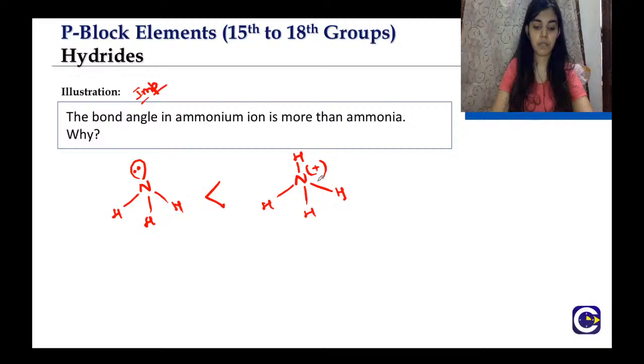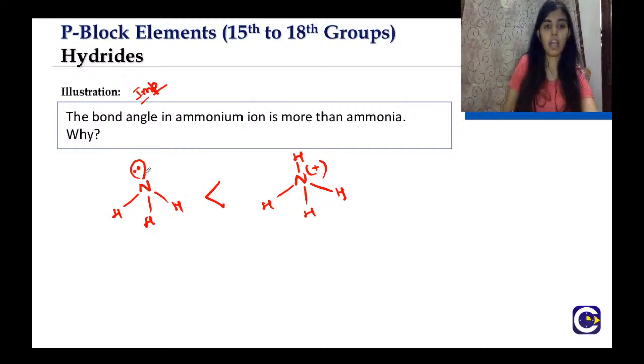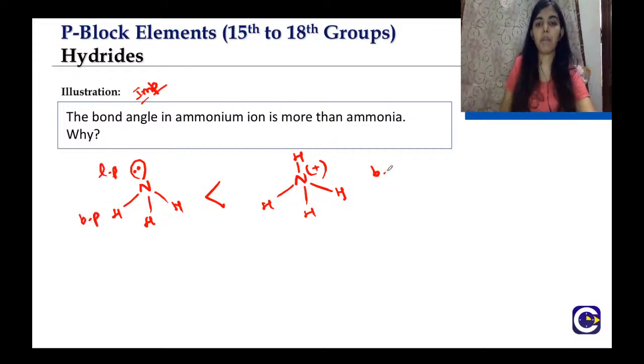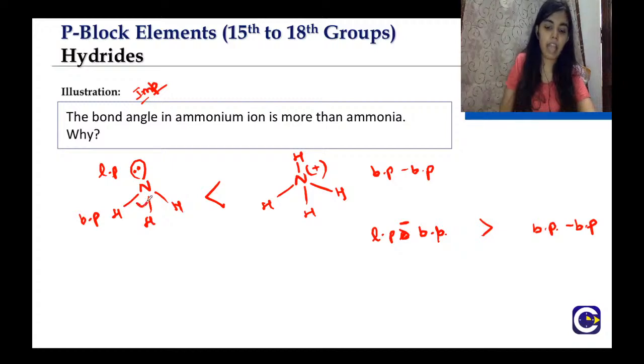Anyone with the answer? Yes, Shivranjani, very good. Lone pair, bond pair repulsion. Here, if you see, lone pair, bond pair repulsion is there, while here only bond pair repulsion is there, right? So we know that lone pair repulsion is much greater in magnitude than that of the bond pair repulsion. And due to the lone pair, bond pair repulsion, the angle here gets decreased, right?